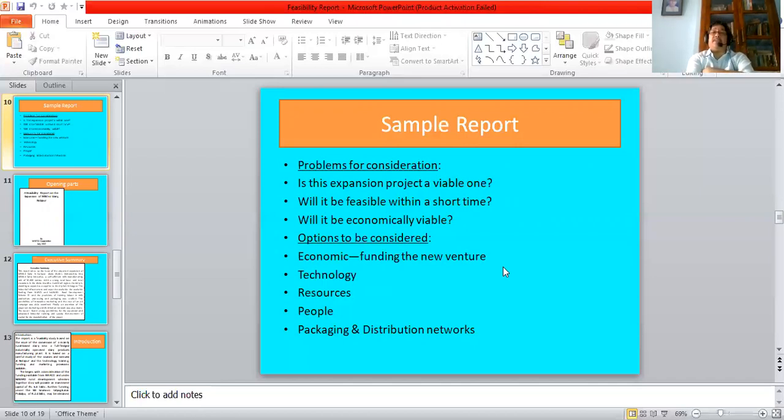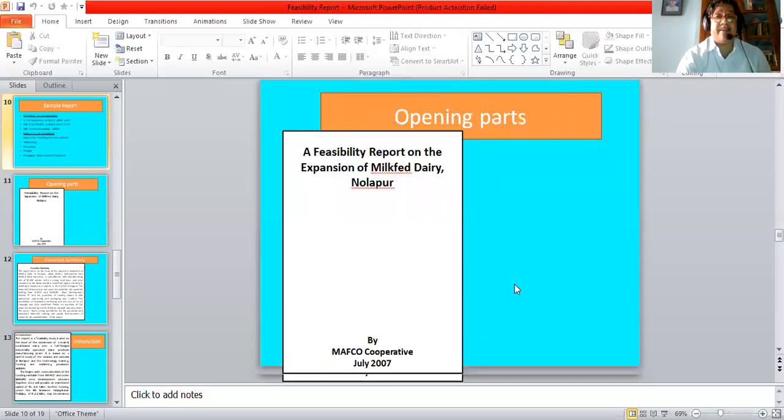Now, the various options or criteria to be considered would be economic, or the funding of the new venture, the technology involved in running a new venture, again, the resources, both people, that is manpower, financial resources, natural resources, and other kinds of resources. Also, the people who are going to be involved in this transformation process, and the packaging and distribution network, because it's not just enough to manufacture the milk in the milk manufacturing plant. The milk manufactured has to be packaged and sold in the market in order to arrive at some sort of profits. So those issues are also involved. There are a lot of options to be considered. Let us consider some of them in the writing of this sample feasibility report.